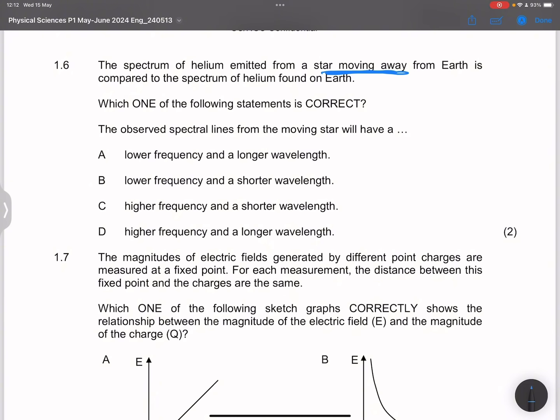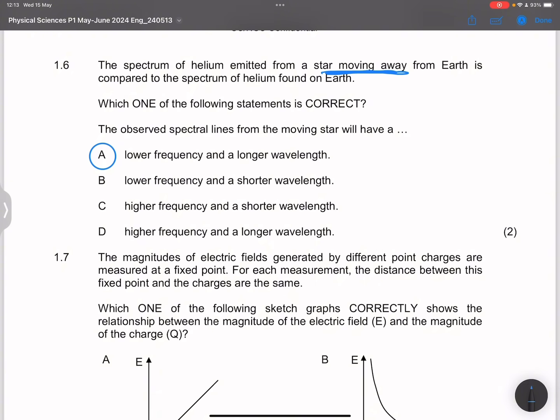So in this case, lower frequency and a longer wavelength, definitely, that does look like the answer.